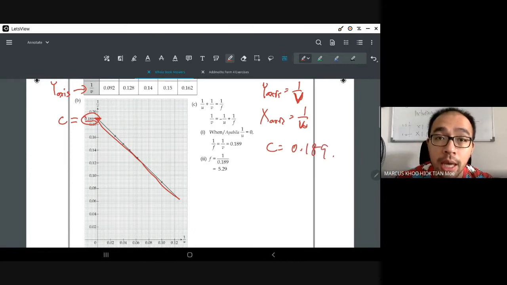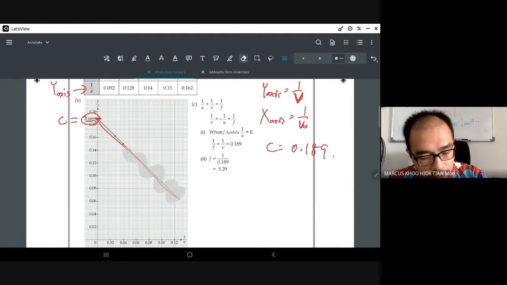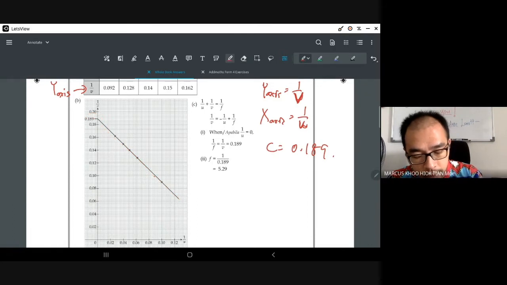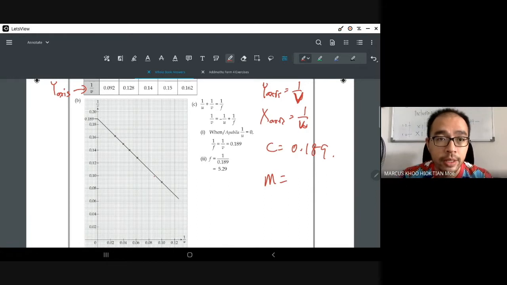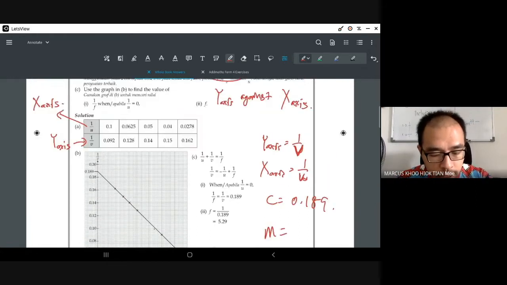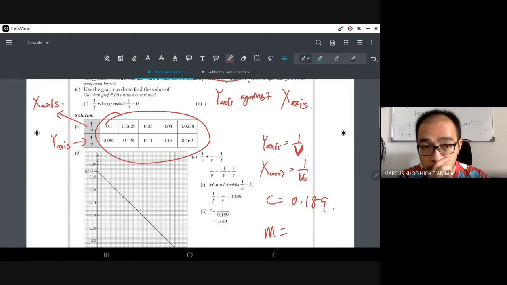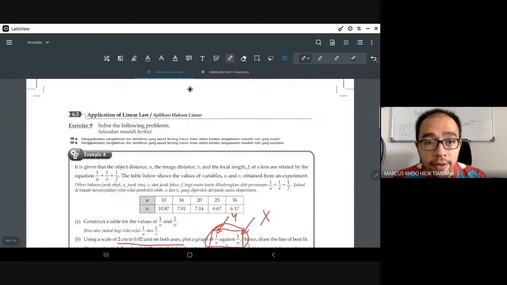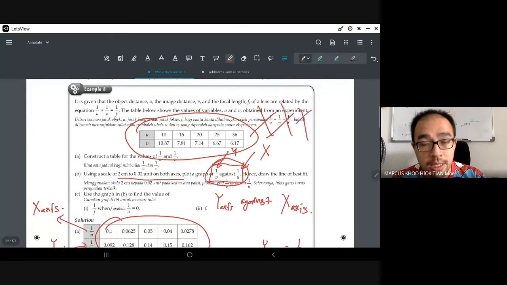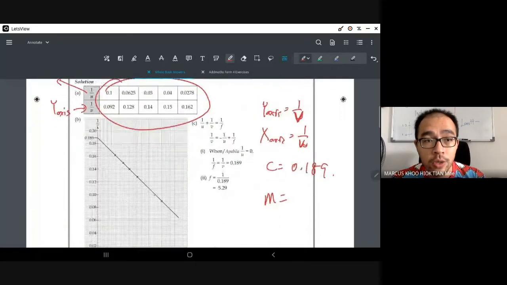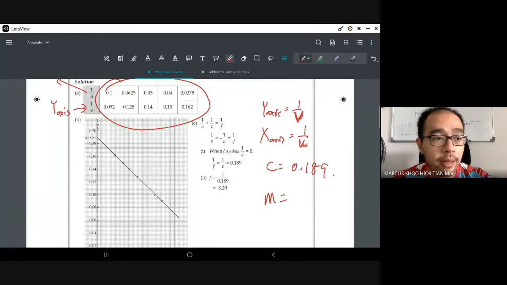My question is, can we calculate the gradient from this graph? Of course you can. Can you calculate the gradient and tell me in the chat how much the gradient of this graph is? If you really can't see, use the points over here to help you. Never use these other points, because that is a different graph. We want to use the 1 over u and 1 over v points. Calculate the gradient please and let me know in the chat.